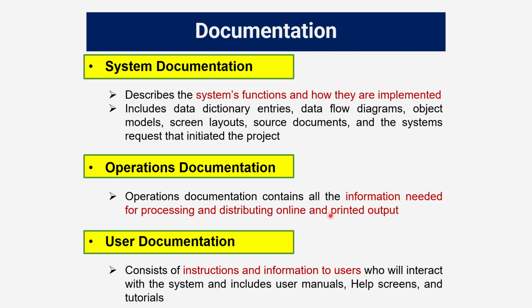So typical operation documentation includes the program, system analyst, programmer, and system identification. Okay, and then scheduling information for printed output, such as report run frequency and deadlines for the operation. And lastly, the user documentation. It consists of instruction and information to users who will interact with the system and includes the user manual, help screen, and tutorials.